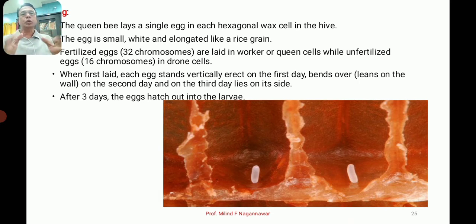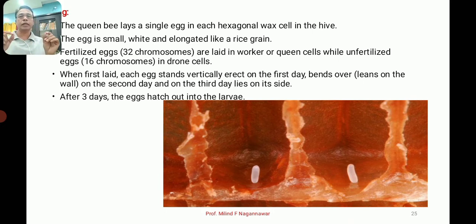Now there are 2 types of eggs that the queen bee lays, that is the fertilized egg and the unfertilized egg. Is it clear? Bees have 32 chromosomes. The fertilized eggs have 32 chromosomes, which is a diploid set. These diploid eggs are laid in the worker cells or the queen cells.